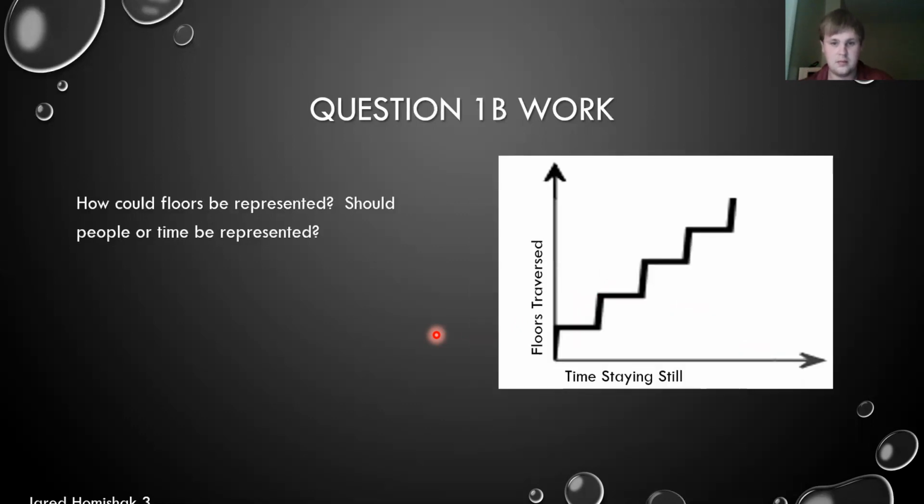For example, going to 1b. The floors, well, you move up one floor at a time, and then you stop to let people on. Go up, let people on or off. Up, on or off. Process continues. So, as a result, Y is your floors traversed, and X is your time you're staying still.